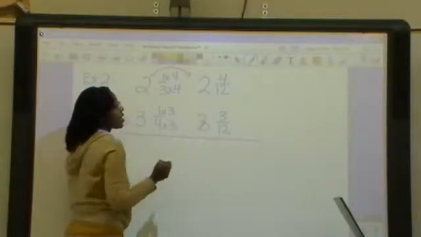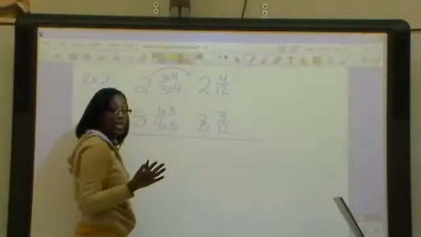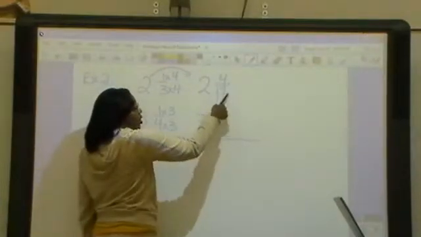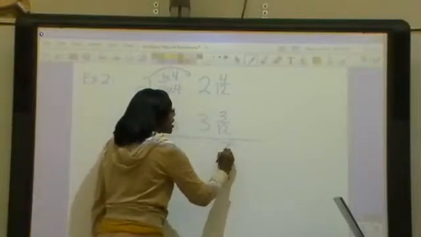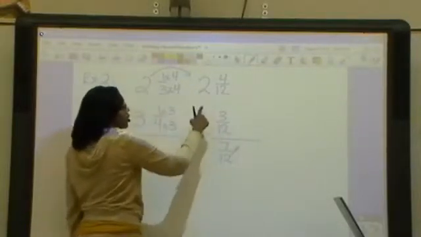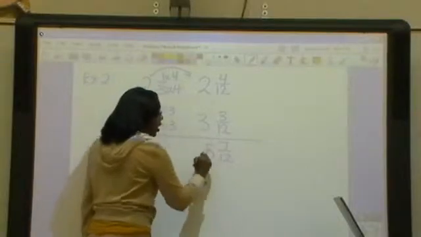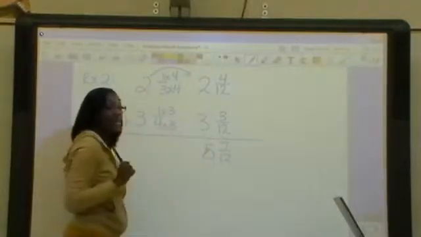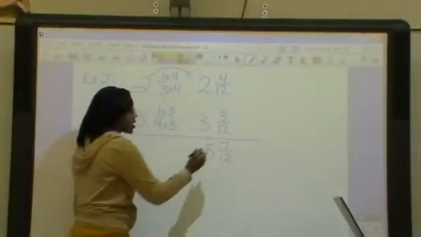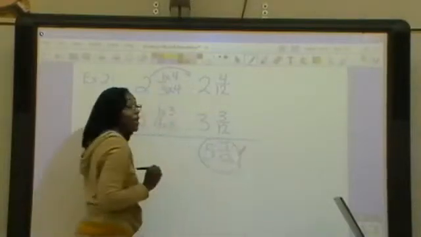And now I'm going to add them. Because the denominators are the same, I can add them now. So 4/12 plus 3/12 is 7/12. And 2 plus 3 is 5. I'm going to check my fraction to see if it is in its simplest form. It is. So here is my final answer.